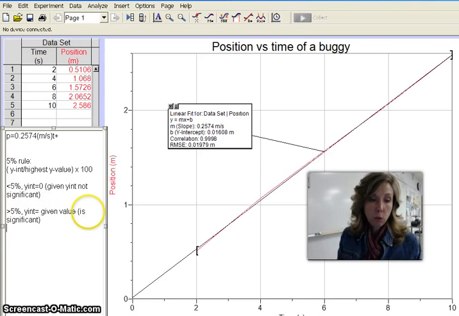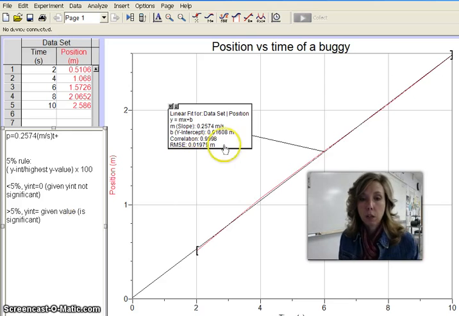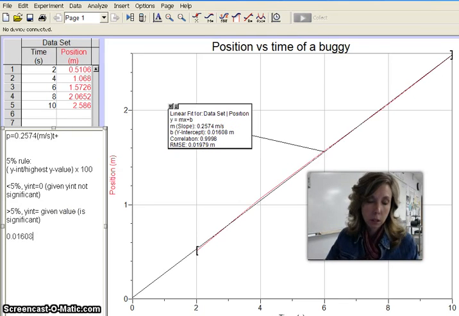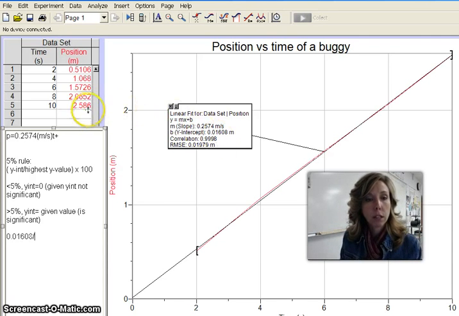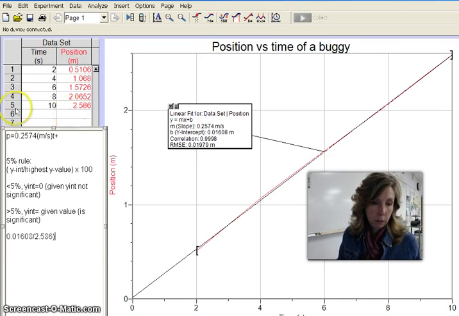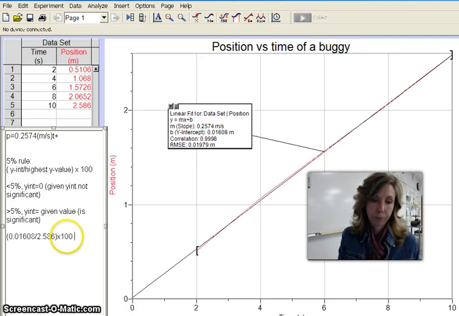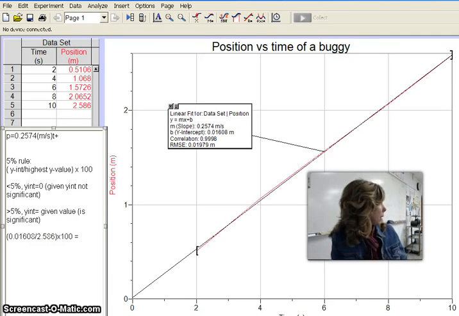So I'm going to run the 5% rule with this particular example. My y-intercept is 0.01608, and I need to divide that by my highest y value. So I can go here to the data table and I can see that in my y column, my highest y value is 2.586. And again, once I get that number, to turn it into a percent, to evaluate it, I'm going to take it times 100. So let me grab my calculator.